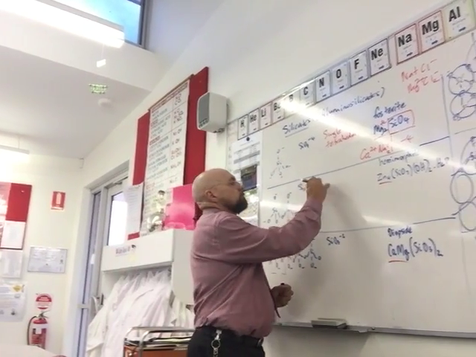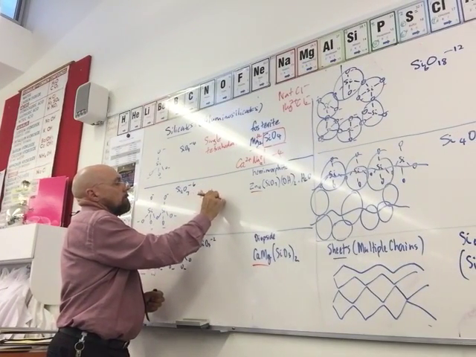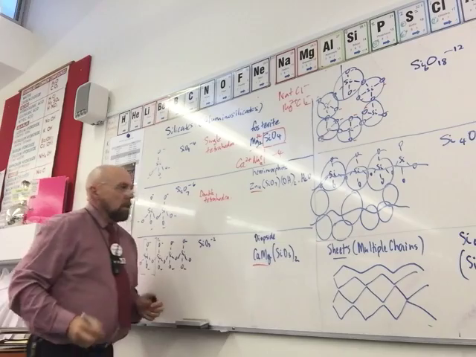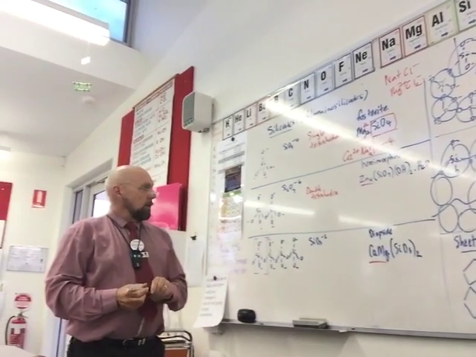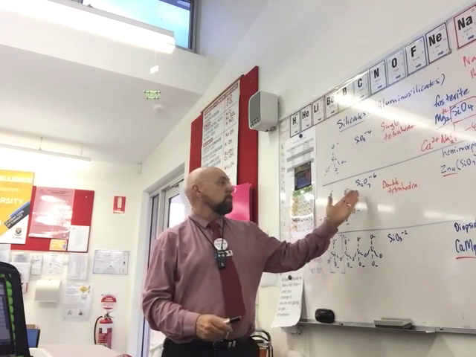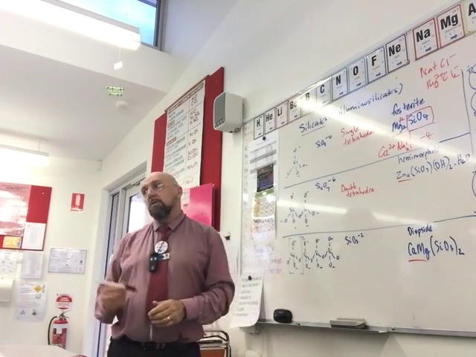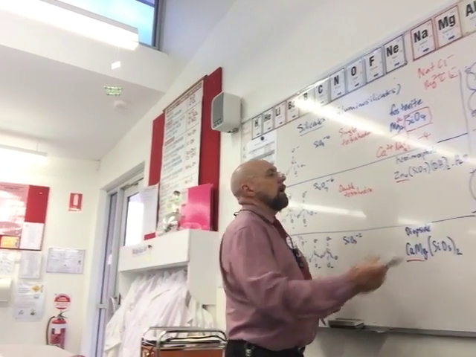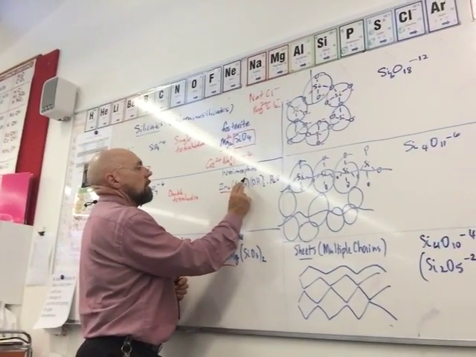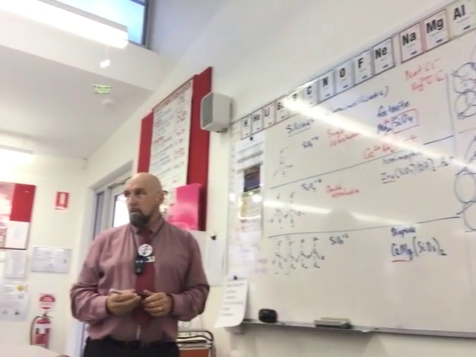How do I know it is a double tetrahedra type silicate? Because I'm looking for the Si2O7 somewhere in the structure. And as soon as I see Si2O7, okay, that's going to come up to be -6 as the charge on that. Okay?